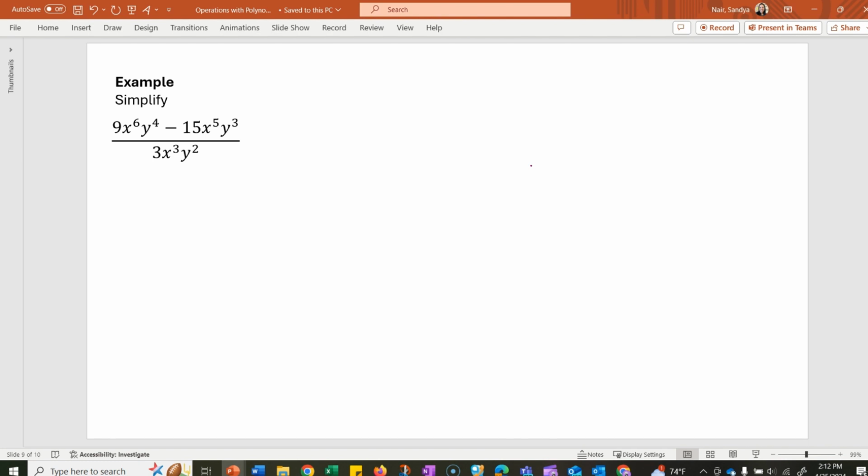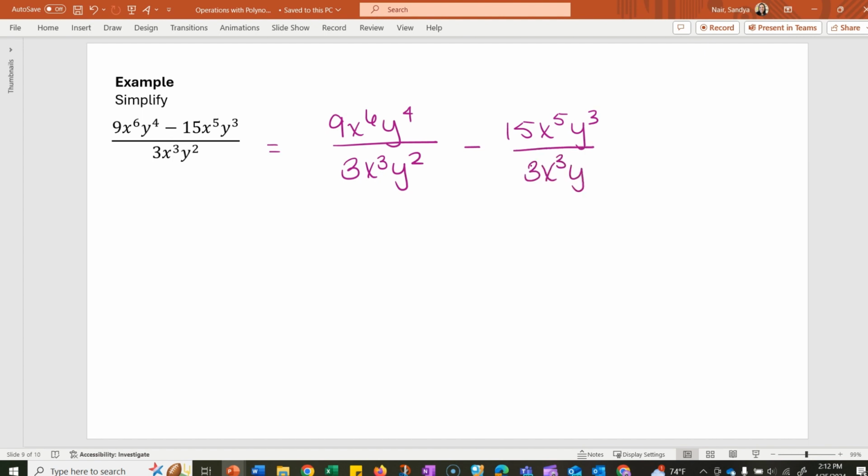All right, now let's try simplifying this. This you can see is a division problem. Remember, our strategy in division is to break this apart. So I have 9x to the 6th y to the 4th over 3x cubed y squared, and then minus 15x to the 5th y cubed over 3x cubed y squared.